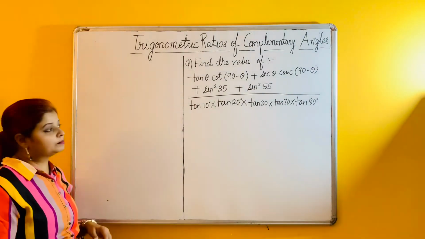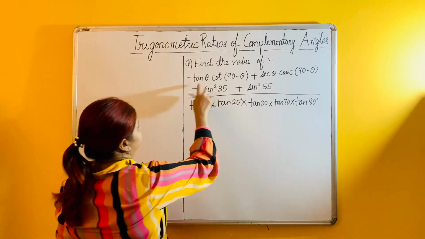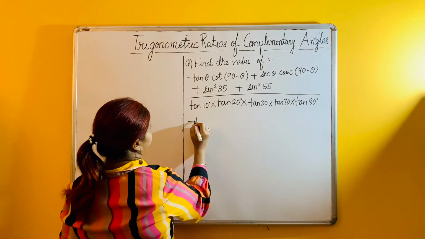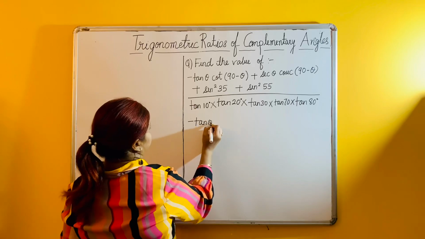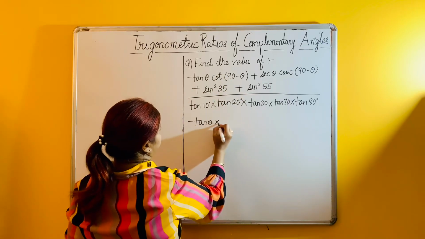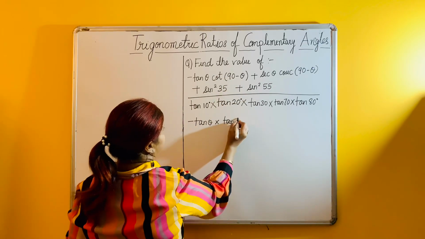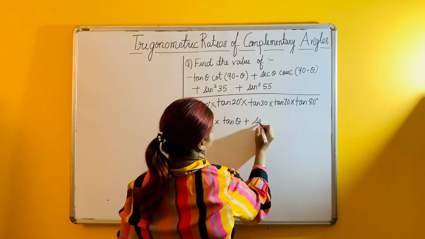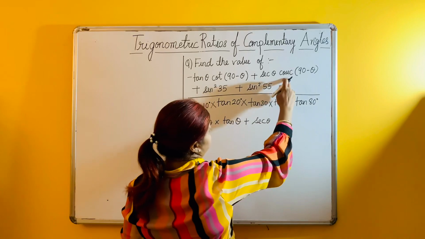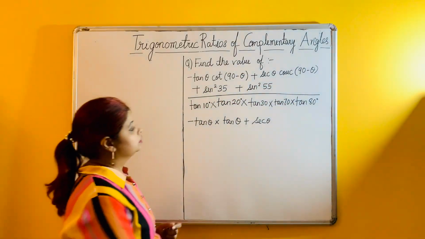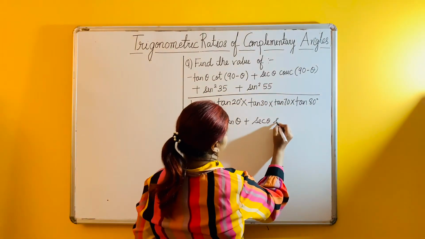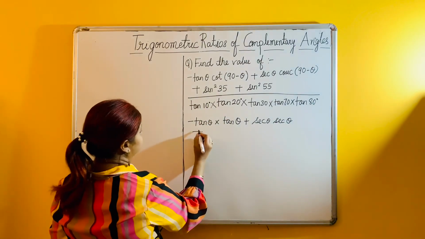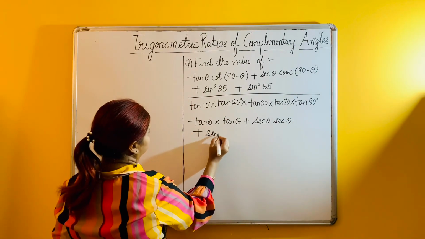So, let's simplify. If you see, cot 90 minus theta is what? Tan theta. So, first we will simplify that expression. So, cot 90 minus theta is tan theta. So, it is tan theta here. Now, here it is sec theta. Now, cosec 90 minus theta is what? It is again sec theta. Then here sin square 35.